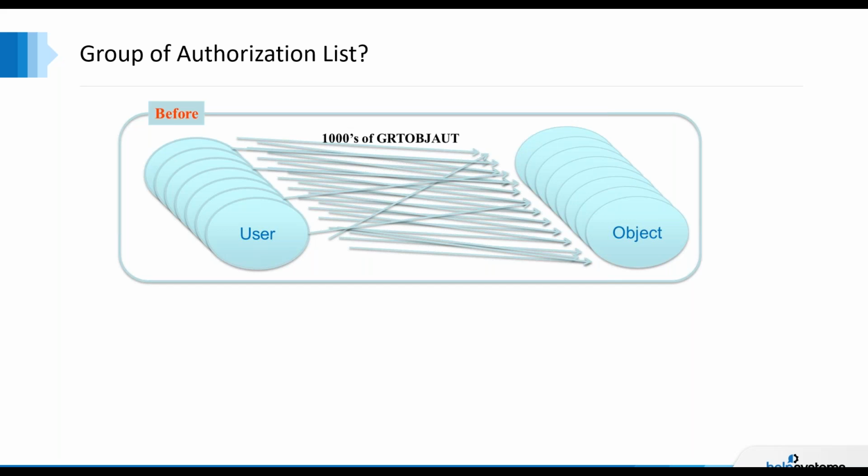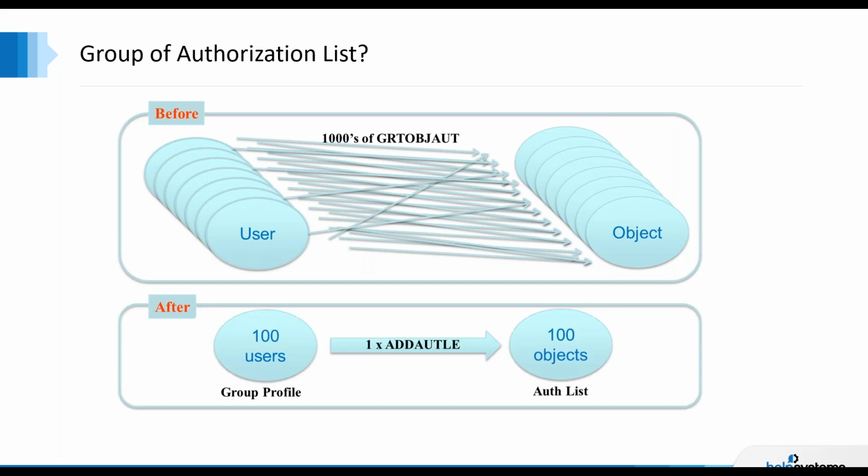Now, if we take the after scenario here where we've associated all of those 100 users onto a single group, and we've associated all 100 objects into a single authorization list, there is potential that we only have to use one add authorization list entry command, and we've accomplished what those 10,000 permissions would have accomplished in the before scenario. Now, it's possible that you would have more than one group, and it's possible you would have more than one authorization list, but it's still going to be significantly less effort than the before scenario.